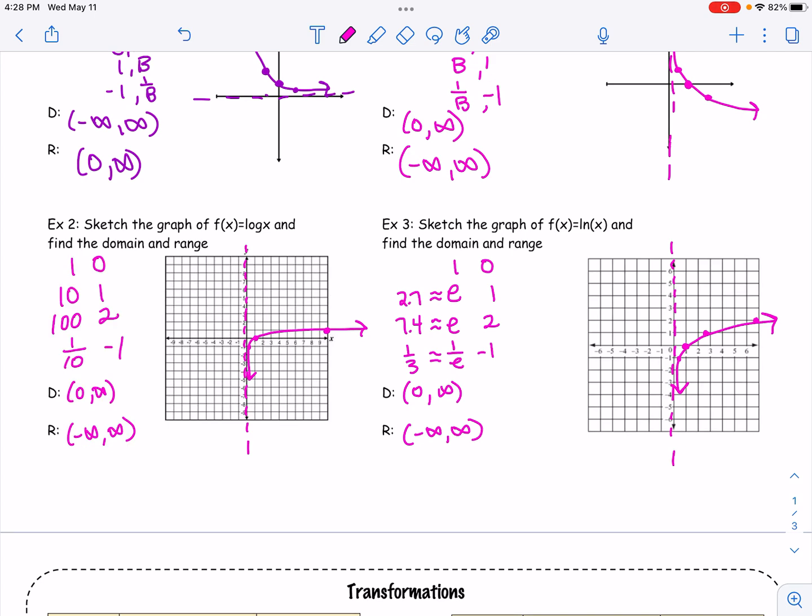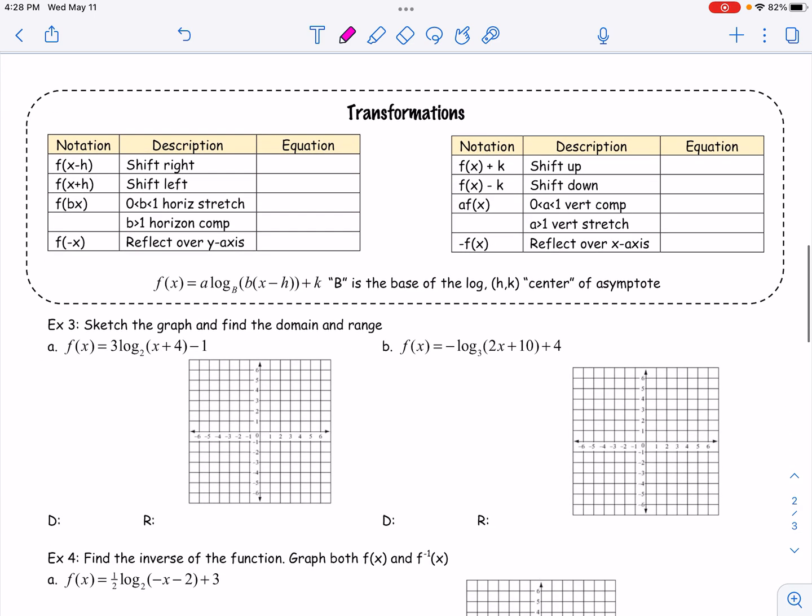All right. So, of course, we'll see this transformation chart for the last time this school year. You know, anything happening inside your parentheses is going to be horizontal. Anything happening outside the parentheses, in front or behind that argument, or in front of the log or behind that argument, that's going to be vertical. So remember, we're dealing with the log graph. So anything happening within the argument, that would be inside the parentheses, is horizontal.